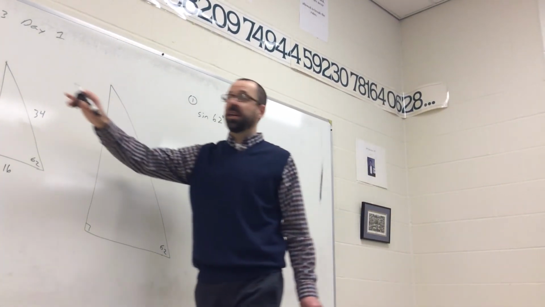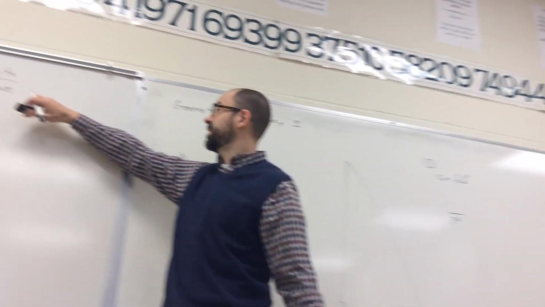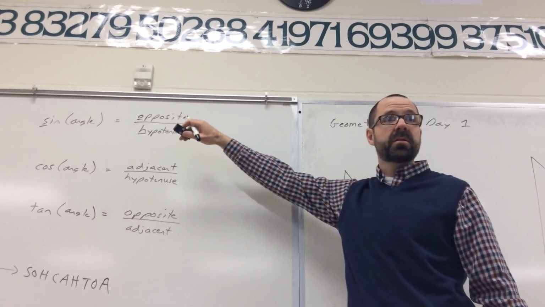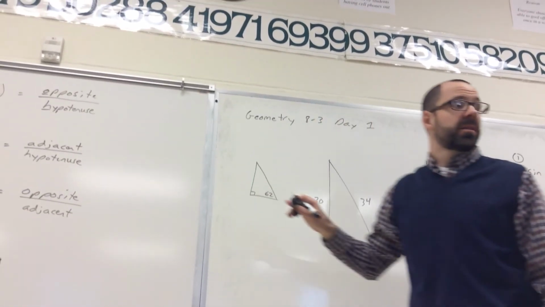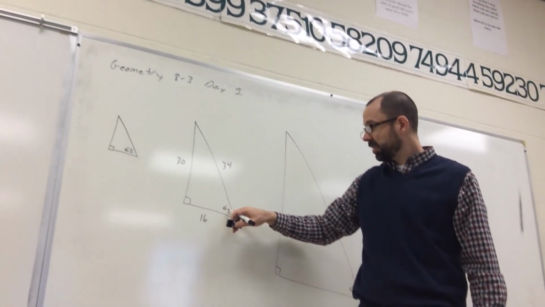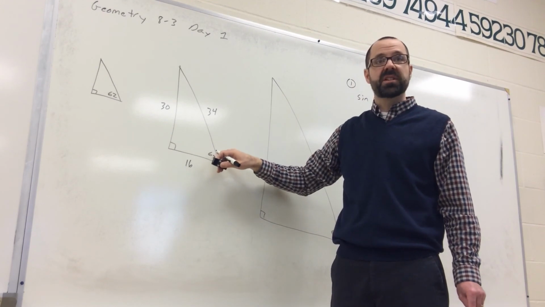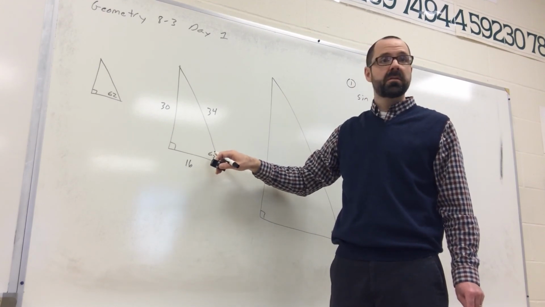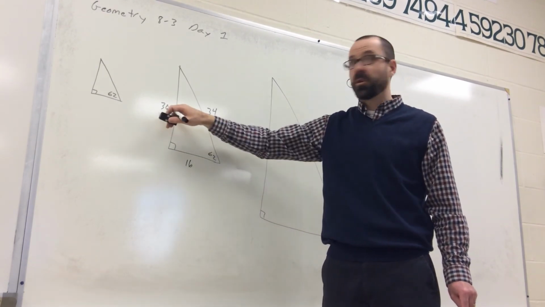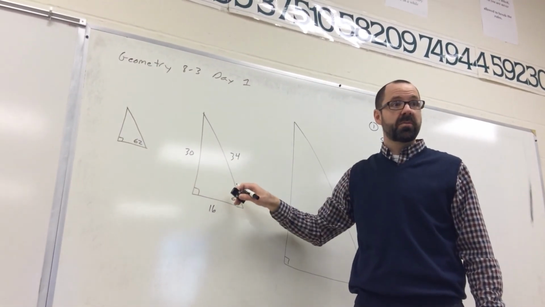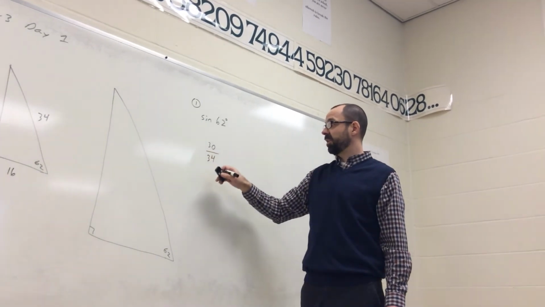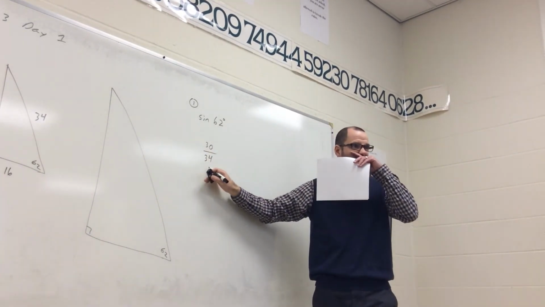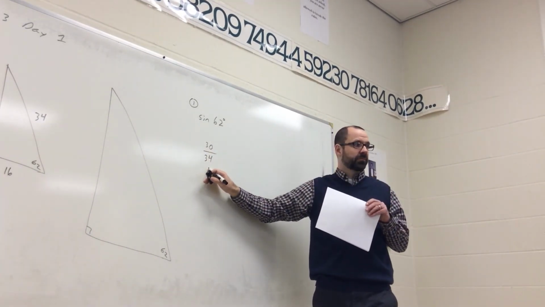Because the new thing we learned today is that the sine fraction has hypotenuse in the denominator. Then it has opposite in the numerator. So let's look at the 62. And what's opposite from 62? 30, right? You with me? So the answer to number 1 is 30 over 34. Is everybody okay?